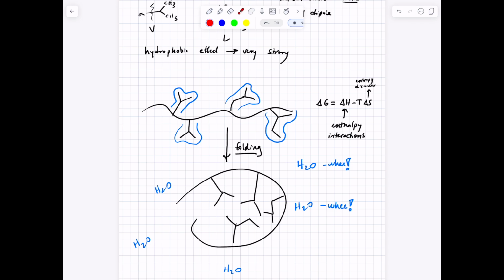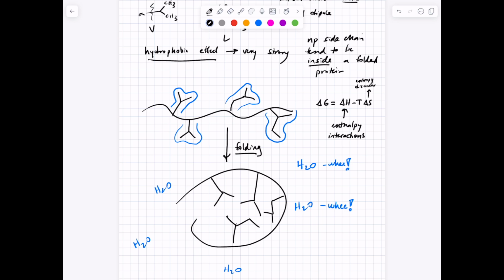Now that's a quick description of the hydrophobic effect, but the conclusion is that nonpolar side chains tend to be in the protein interior, inside a folded protein, not exposed to the solvent. Whereas the surface tends to be occupied by polar amino acids that can interact with water just fine. Questions about that?